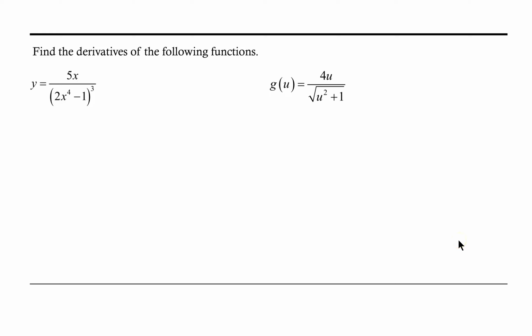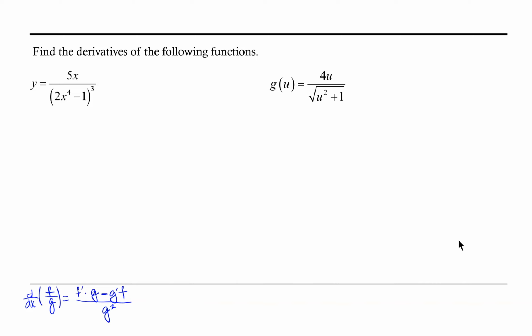Let's take a look at a couple of examples of using the chain rule in conjunction with the quotient rule. So let's remind ourselves that when we take the derivative of a fraction and we apply the quotient rule, the derivative of a function f over g is the derivative of the numerator times the denominator minus, remember this is a minus, the derivative of the denominator times the numerator, all over the denominator squared.